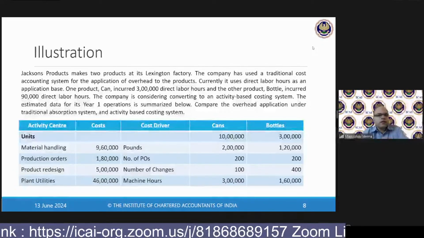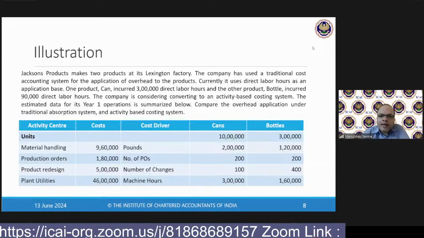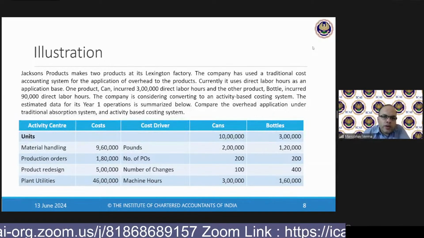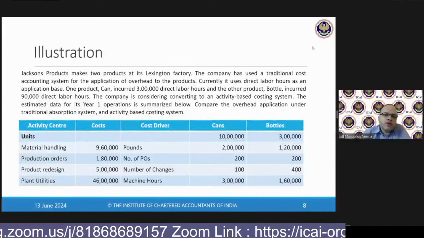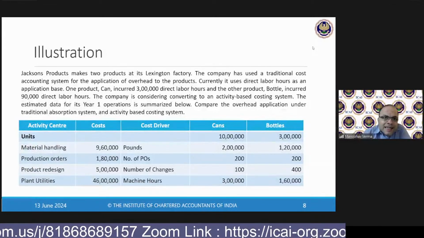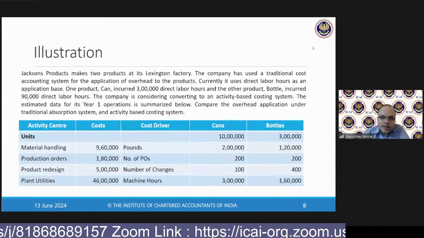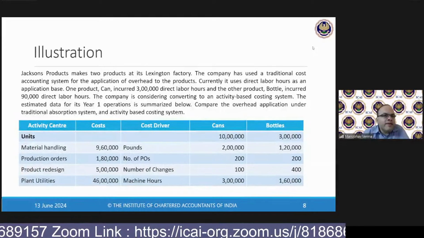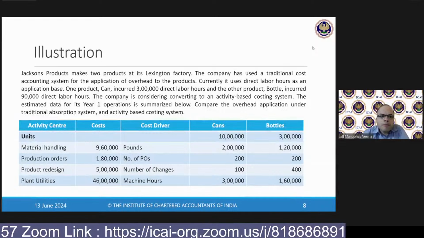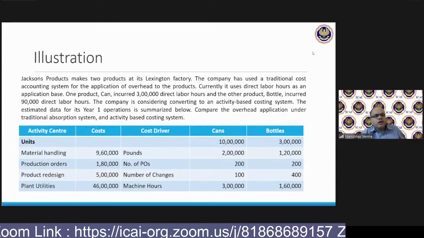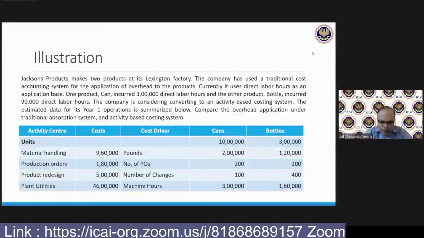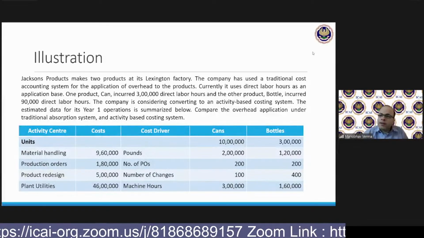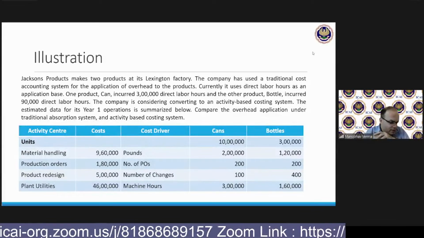So what we are looking at here is that Jackson Products makes two products at its Lexington factory. The company has used a traditional cost accounting system for application of the overheads to the products. Currently it uses direct labor hours as an application basis. So is it activity based or absorption? Who will tell me? Is it an activity based or absorption based? Or you can answer, is it a traditional method or an activity based method?